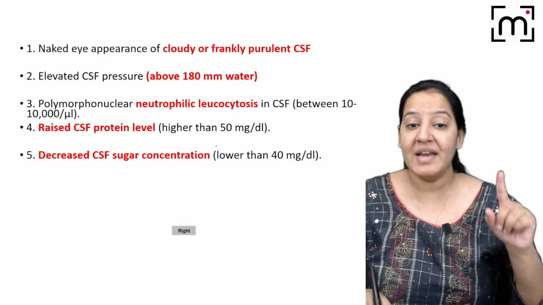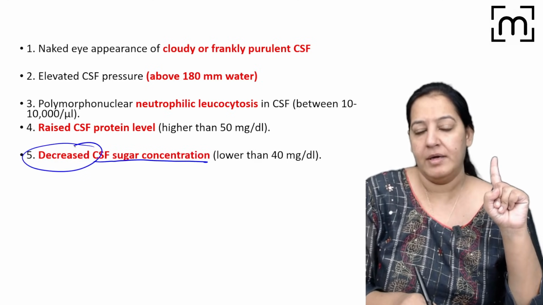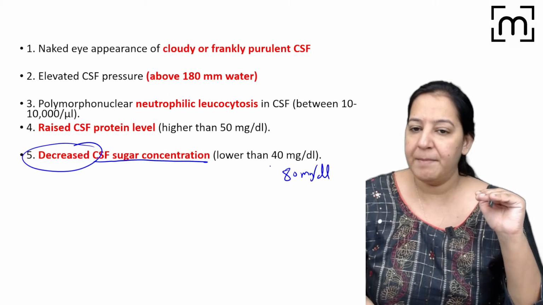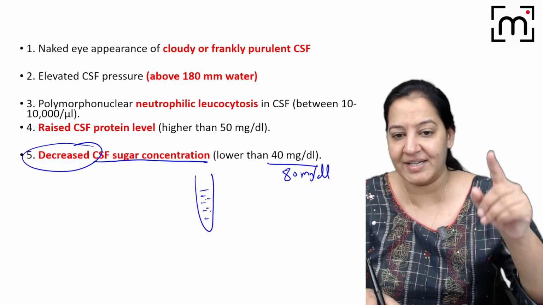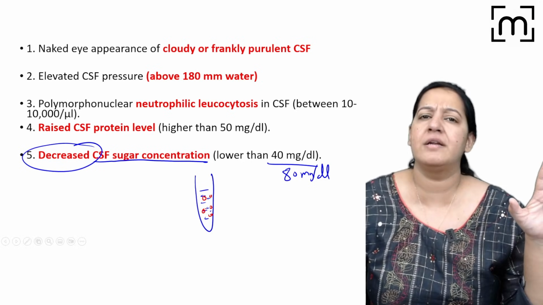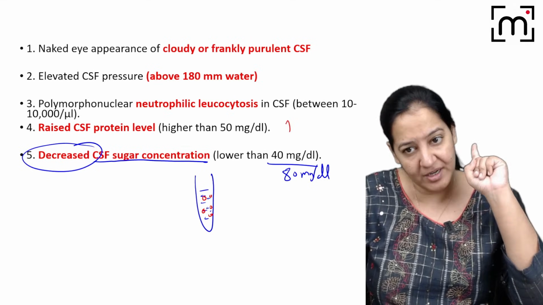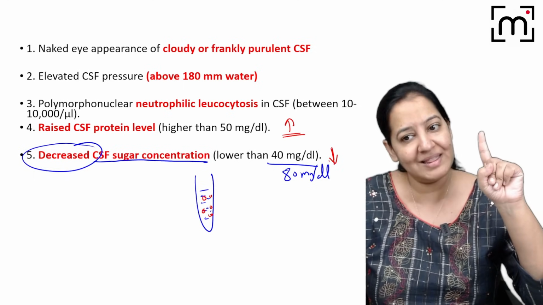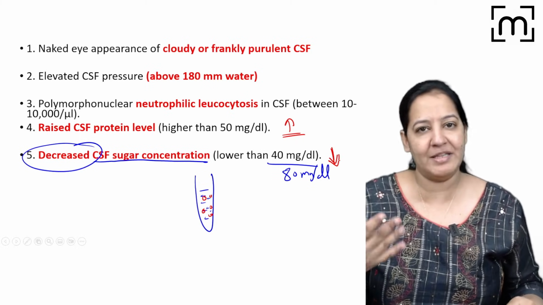It's more than normal. Next is the glucose. The glucose concentration or sugar concentration is lower than normal. Normally, it's 50 to 80 milligram per deciliter, but it's less than 40 here. Why? Because if the patient has acute pyogenic meningitis, the bacteria present in the CSF consume glucose as nutrition, as food. So glucose is consumed. That's why it's low. So in bacterial meningitis, the protein content is more and the glucose content is less. Protein is more because of the cell wall of the bacteria. Glucose is less because the glucose is consumed by the bacteria as nutrition.